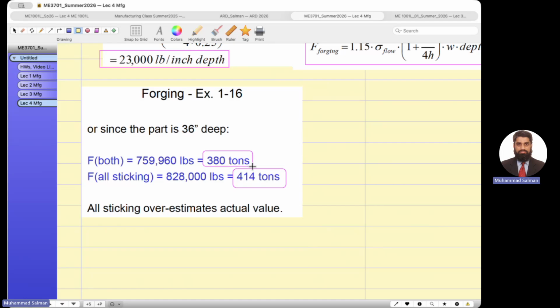If you are having a forging press, the forging press must be capable of providing at least that much tonnage, 414 tons, for covering the sticking, to be more conservative rather than being at the sliding. When you are designing a forging press, you should have a little bit more factor of safety. That much force should be higher than the calculated force.